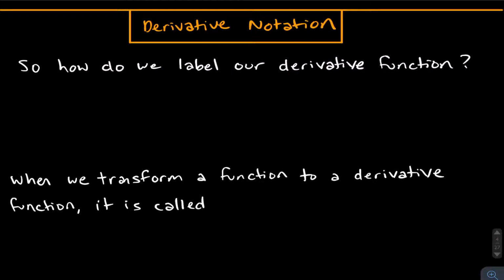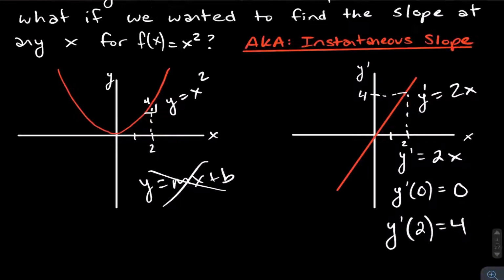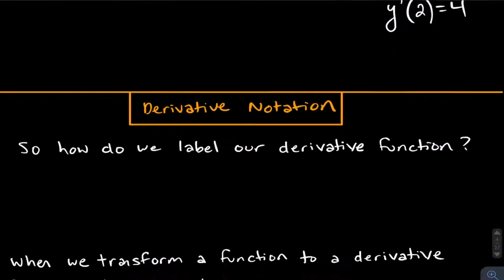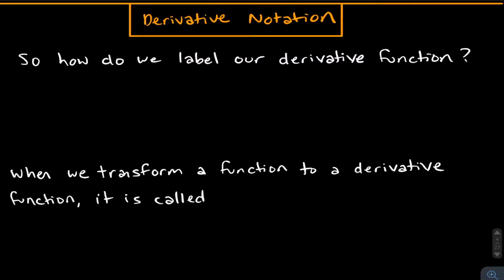So now you know that we kind of understand what a derivative is, and trust me, we'll go back over this. If it's confusing now, once we understand how to transform y equals x squared into y equals 2x, I'll go back and explain this over again, so it may make more sense to you then. Okay, anyways, talking about our derivative notation, how do we label our derivative function?